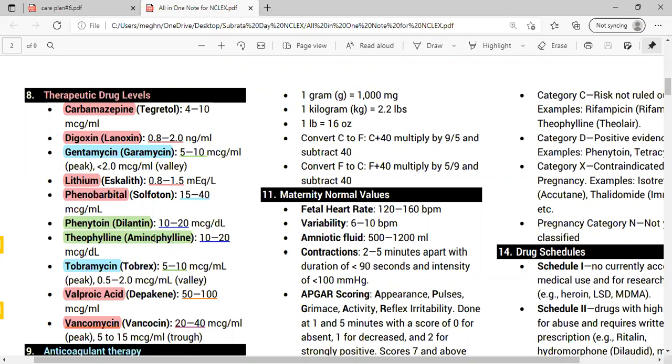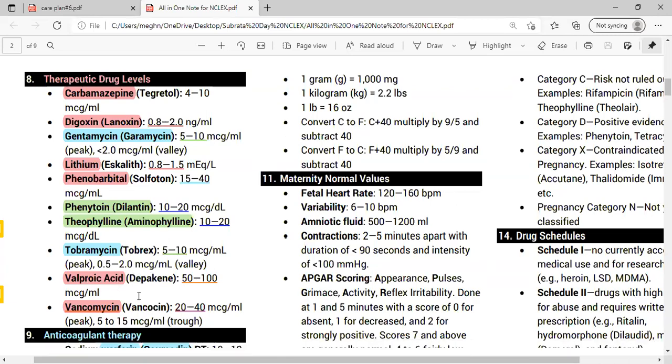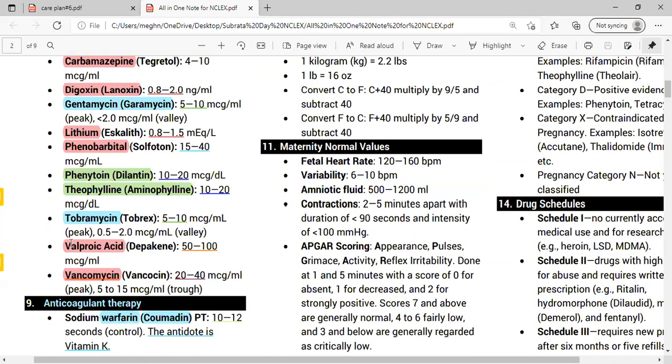So it is easy to remember: phenytoin and theophylline therapeutic drug levels are the same. And tobramycin 5 to 10. Valproic acid is also an anti-seizure drug, 50 to 100. It is a long range. And vancomycin 20 to 40 micrograms per ml.